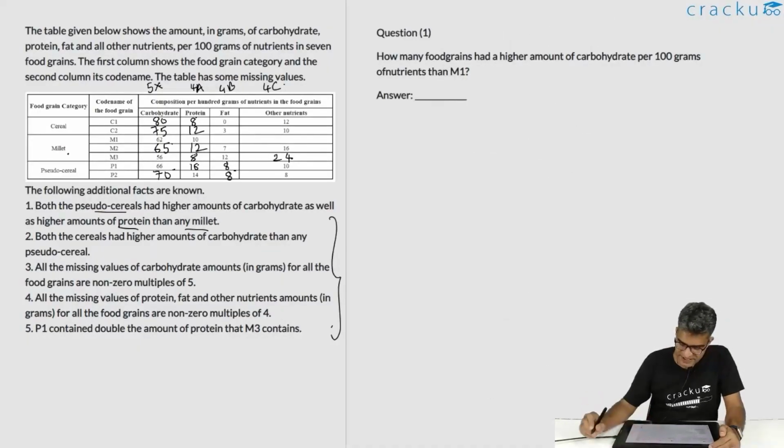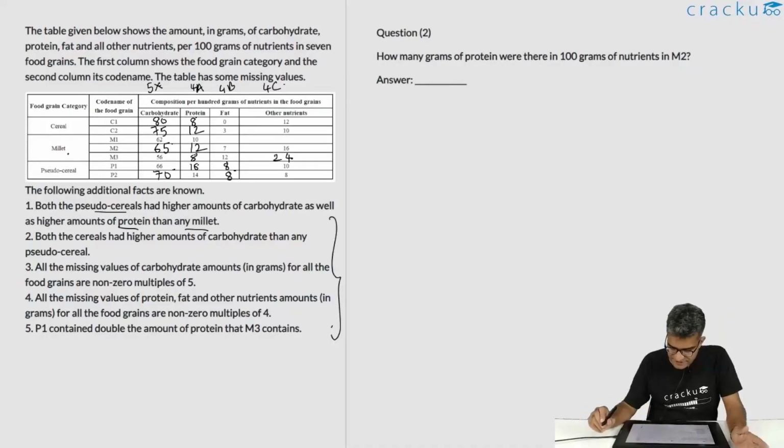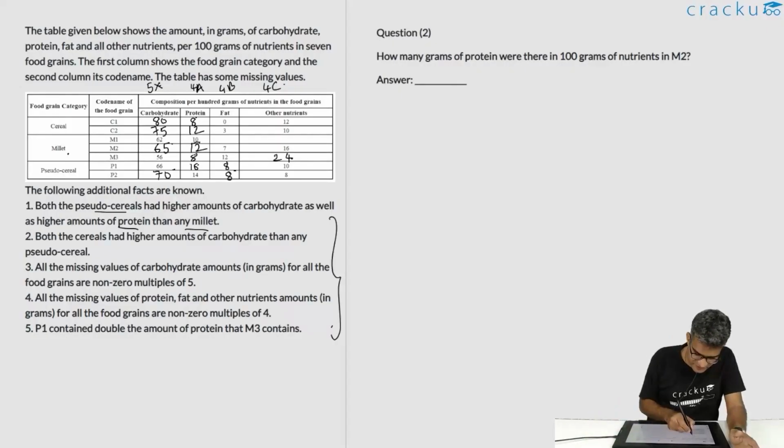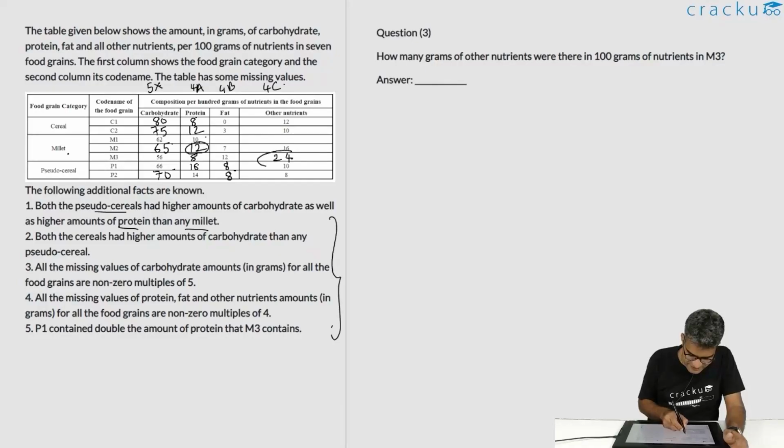How many food grains have higher amount of carbohydrate per 100 grams than M1? M1 has 62. The numbers which are greater than 62 are 80, 75, 65, 66 and 70. So there are 5. How many grams of protein were there in 100 grams of nutrients in M2? In M2 the number of proteins is 12. How many grams of other nutrients were there in 100 grams of M3? In M3 this will be 24.